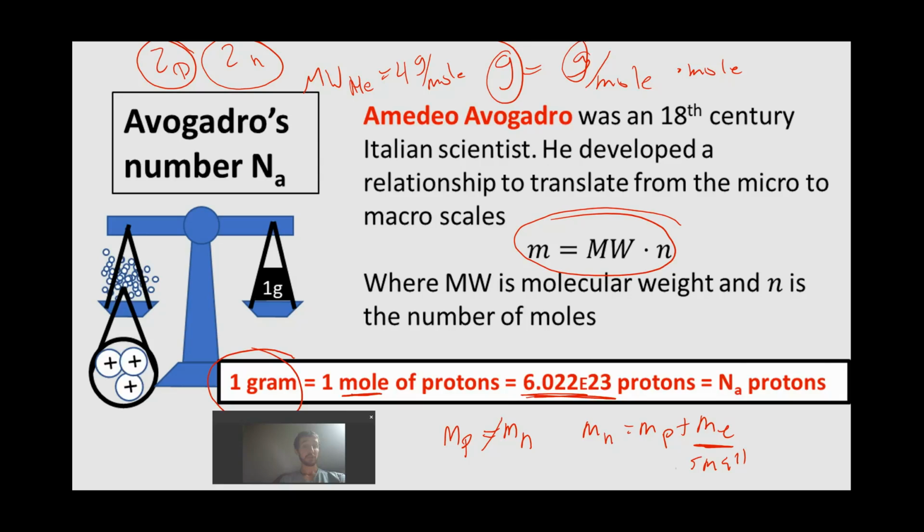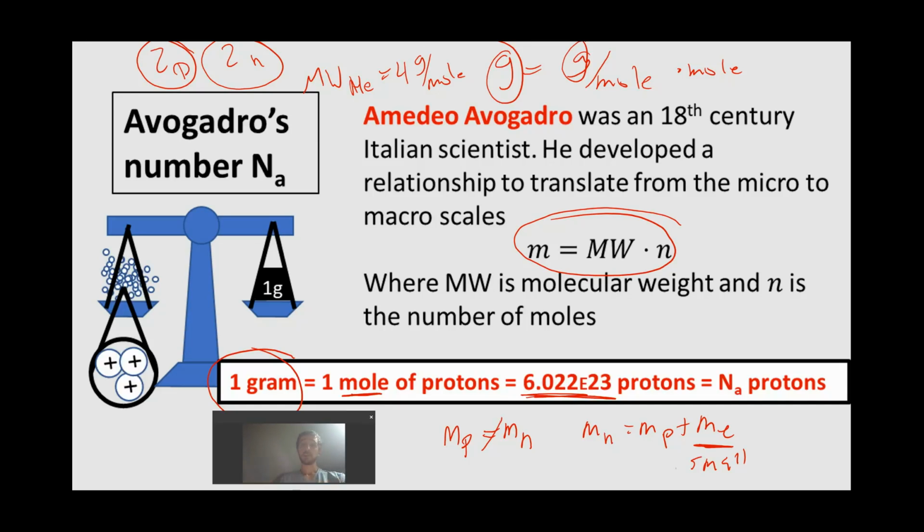Now, here's the issue. This works great for the first few atoms. However, eventually it breaks down because not all atoms have the same number of neutrons. In fact, you very rarely will see a whole number as the molecular weight of any atom. You'll see like 2.006. But we'll talk about that more next time.